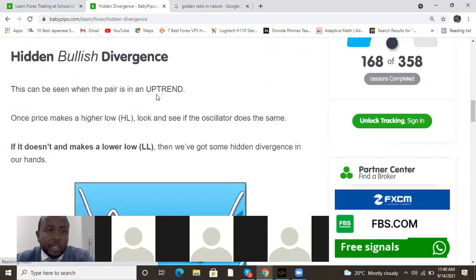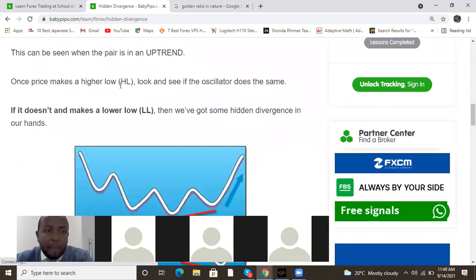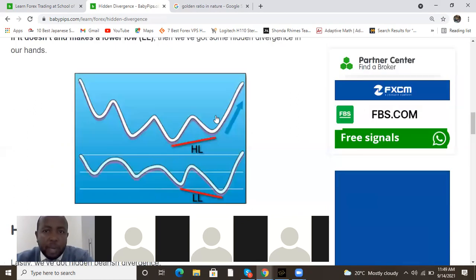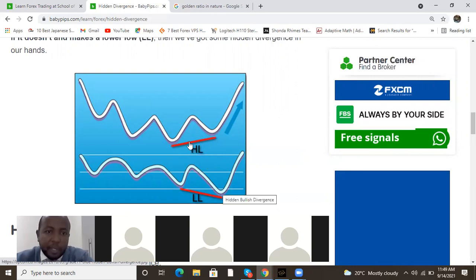So this can be seen when the pair is on an uptrend. Once price makes a higher low, look and see if the oscillator does the same. If it doesn't and makes a lower low, then we have got some kind of hidden divergence. So this is our higher low. You will see as the price was down, then it's going up. But if the oscillator seems to be going the opposite direction, this is a lower low, now this becomes a hidden divergence. So this most likely was a normal bullish trend, and it's a continuing bullish trend.